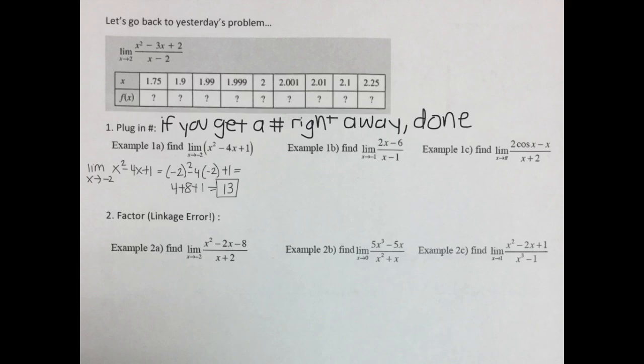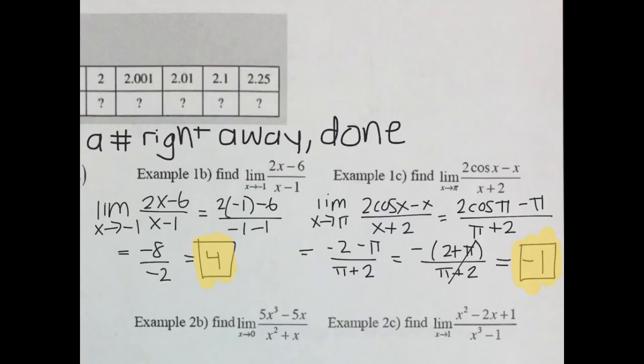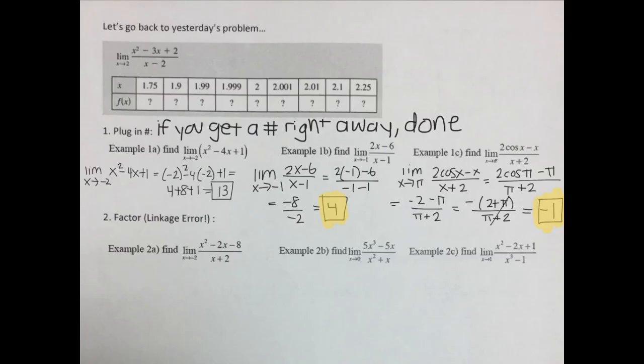So now I want you guys to try 1b and 1c, and 1c does require you to remember trig values, which I hope you guys do. All right, so if you got 4 and -1 on those 2 questions, then you are right and you are a pro at plugging in numbers. But the sad thing is honestly, limits aren't always going to be that straightforward. Sometimes you're going to have to do more because you're not always going to get a number right away, and that's where we go to number 2.